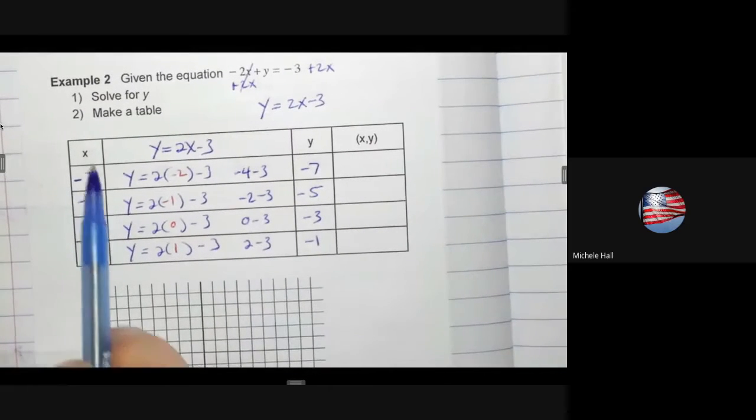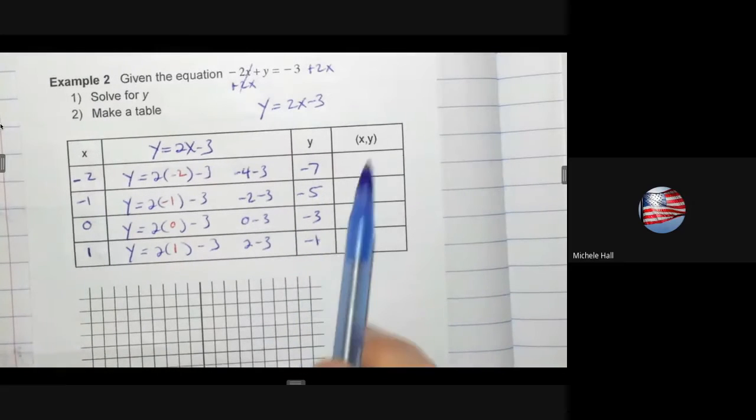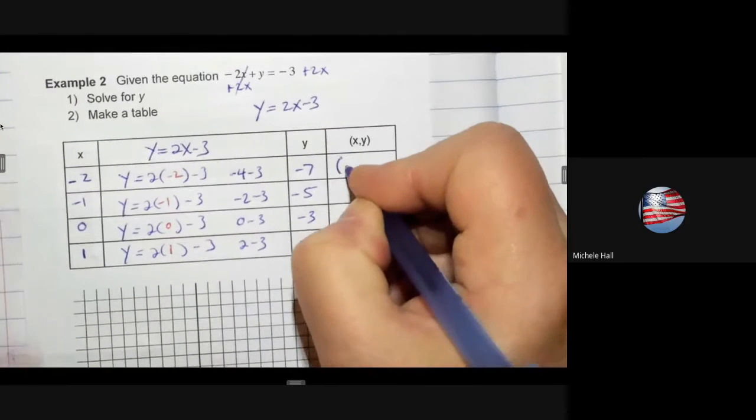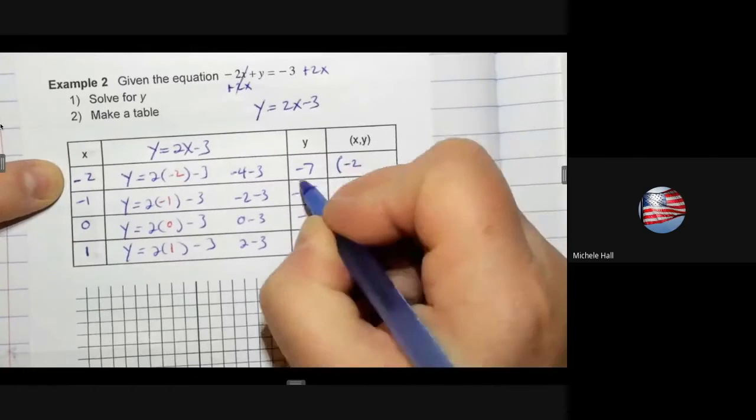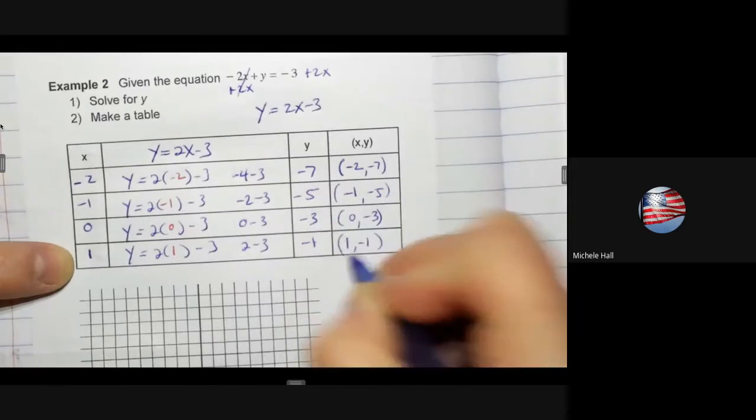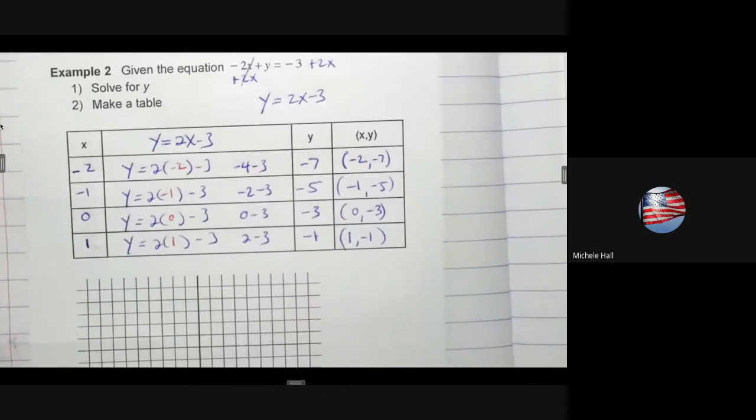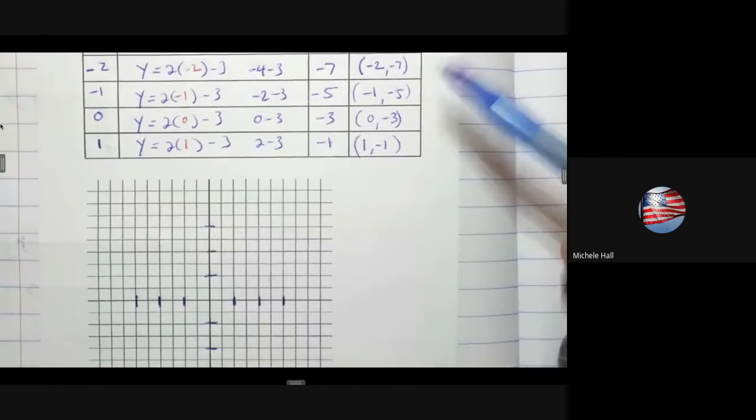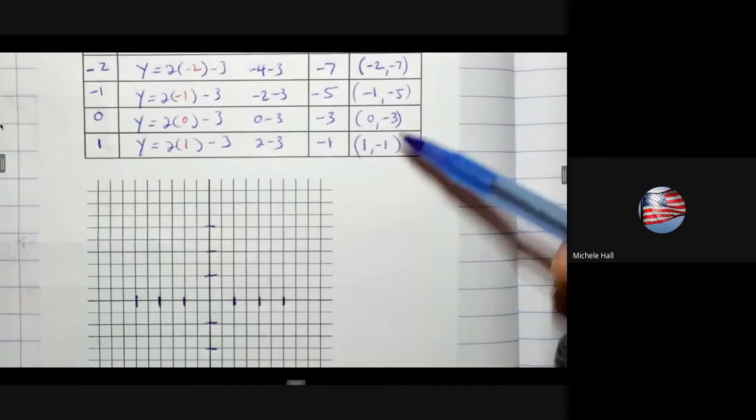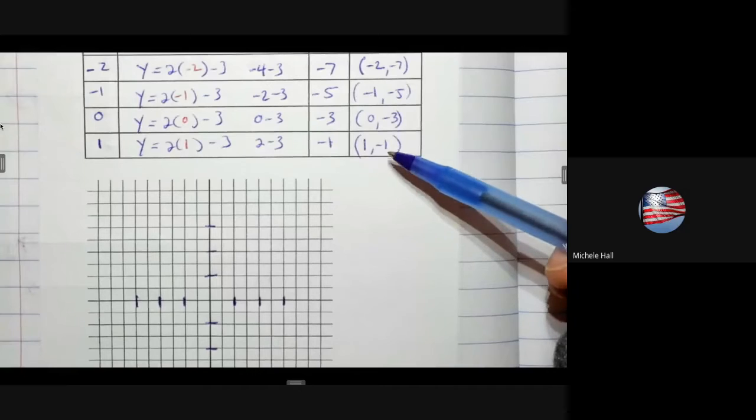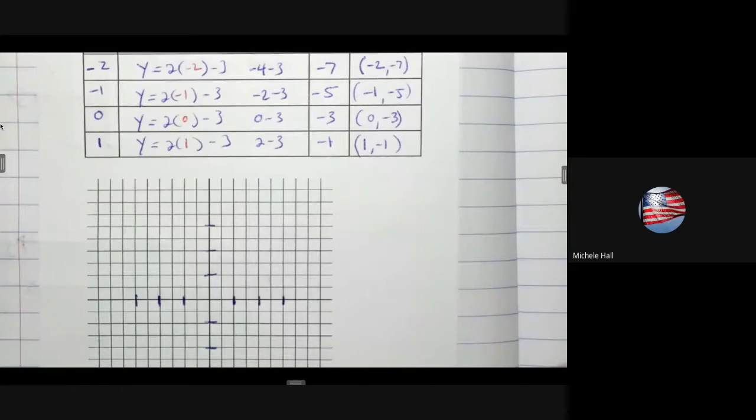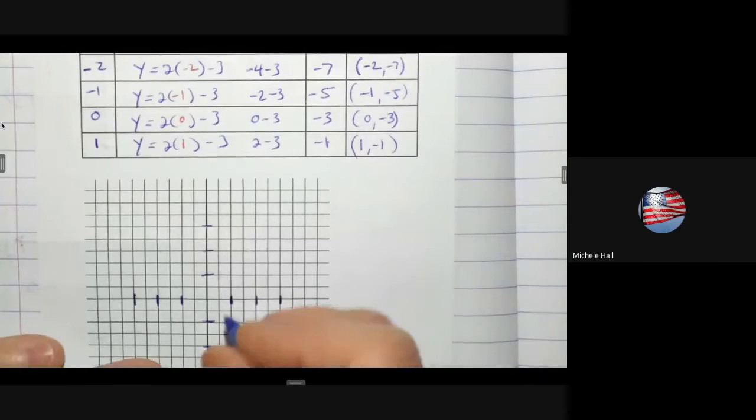Now that we have our x's and our y values, we can write them as ordered pairs. -2 for x, -7 for y. Now that I have some ordered pairs, I'm ready to graph. I see that my largest number on the axis is going to be 7. So I'm just going to label all of these going up to 6 by 2's.